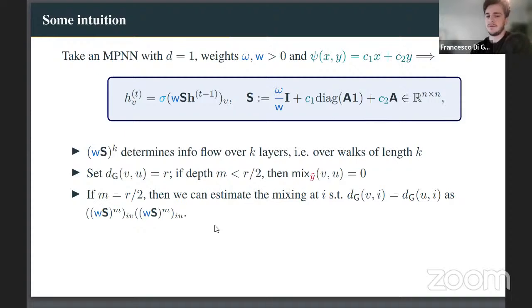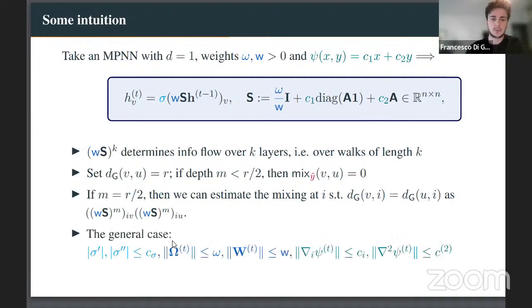Now, this is, of course, very hand-waving, not too accurate, but the positive news is that we can make this argument rigorous, even in the general case. So what we need is basically the following. We need to have a constant C sigma that is an upper bound on the derivatives of sigma, both first order and second order. Of course, this is always satisfied. All the nonlinear activations used in practice are smooth with bounded derivatives, so everything is good.